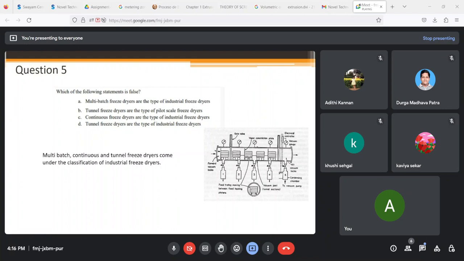So these three types are the major, the first category of industrial freeze dryers, and these can be further classified into multiple other freeze dryers that we're not dealing with right now, and this is actually mentioned in the second lecture of this week. So the answer is option B. So B statement is false. It's not a pilot scale freeze dryer, it's an industrial scale freeze dryer.